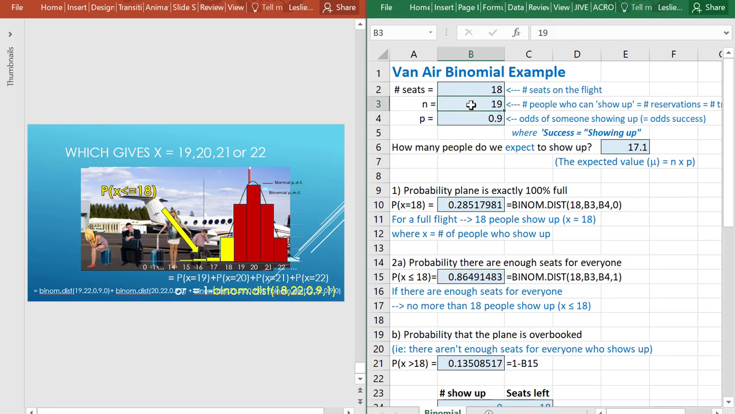So maybe for these small flights, the airline can't afford to overbook. Because even up to 19, so even up to just 1 overbooking here or 1 extra allowable reservation than the number of seats, puts us at a 13.5% chance there's not going to be enough seats for everyone. That's pretty high. That person will be very unhappy, whoever they are. That's pretty high odds of having somebody who's very unhappy out of your 19 people total for the flight.